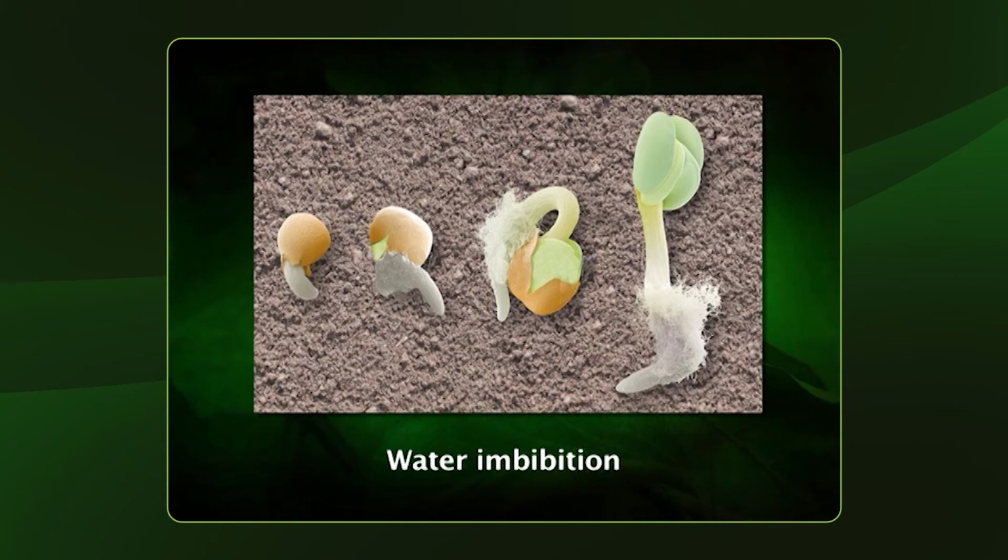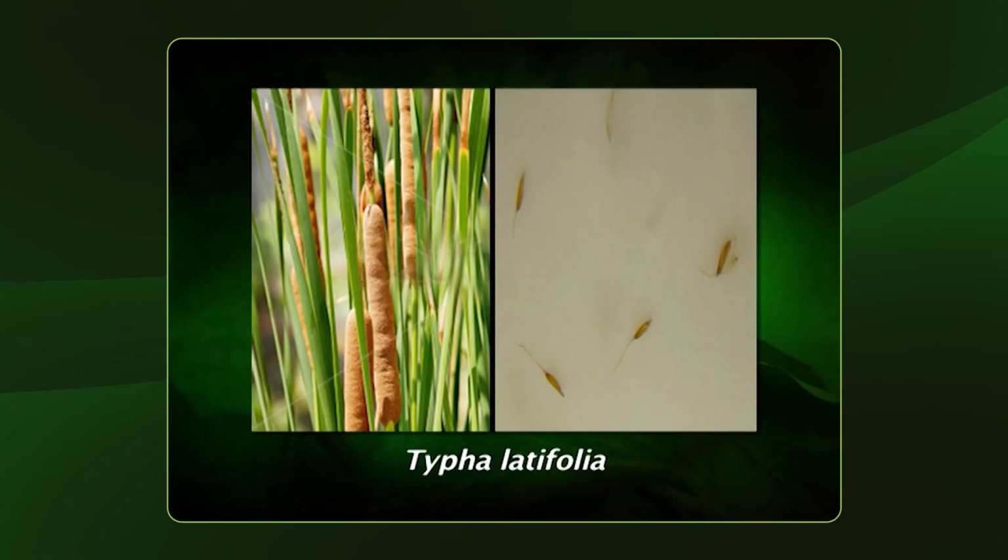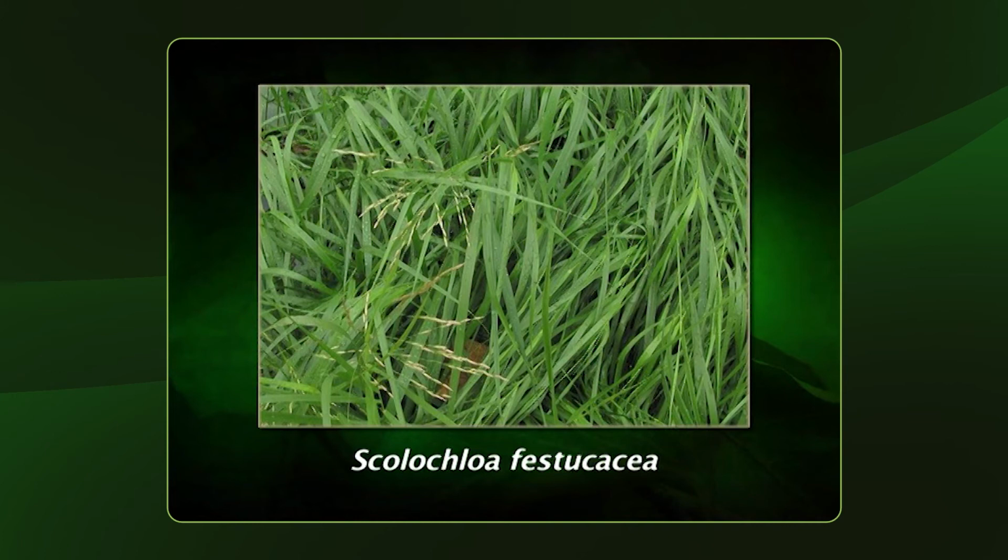Imbibition of water by seeds softens the seed coat, which helps break it open. Water also activates hydrolytic enzymes, which metabolize stored food materials. Both too low and too high amounts of water inhibit germination. However, the optimum value varies in different species. For example, seeds of Typha latifolia germinate better underwater than on a moist filter paper. Pre-soaking in water before sowing stimulates germination in caryopsis of Scolochloa festucacea.